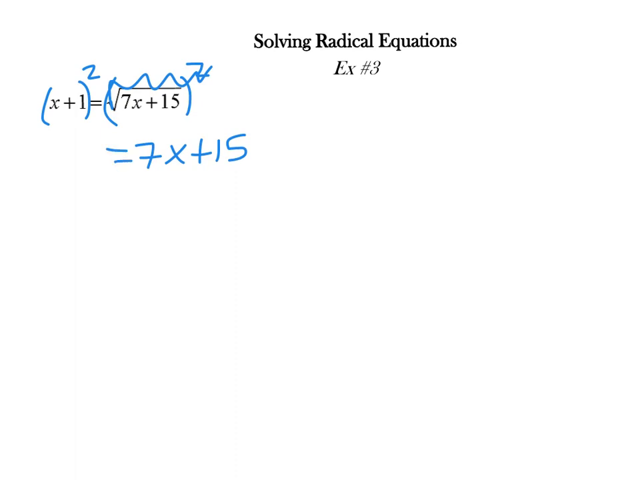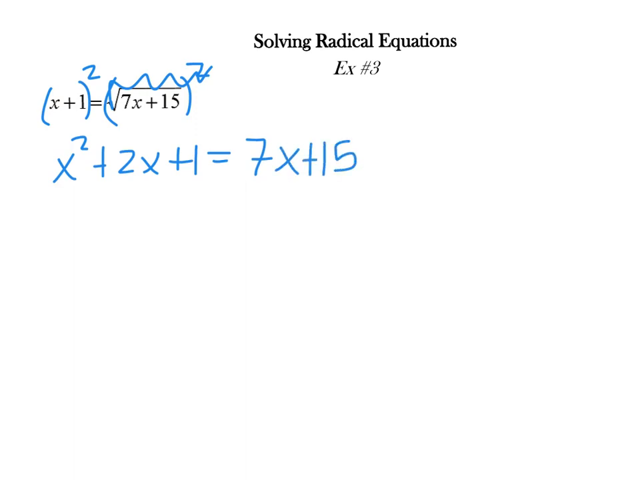On the left, because we're multiplying a binomial times itself, x plus 1 times x plus 1, here you would have to do box method or FOIL, so you can multiply that part out. And you can do box method as x plus 1 times x plus 1. I'm just going to go ahead and move this over a little bit to make some space. When you do box method, you're going to be left with x squared plus 2x plus 1 equals the right-hand side. The square root cancels with the square, giving us 7x plus 15.